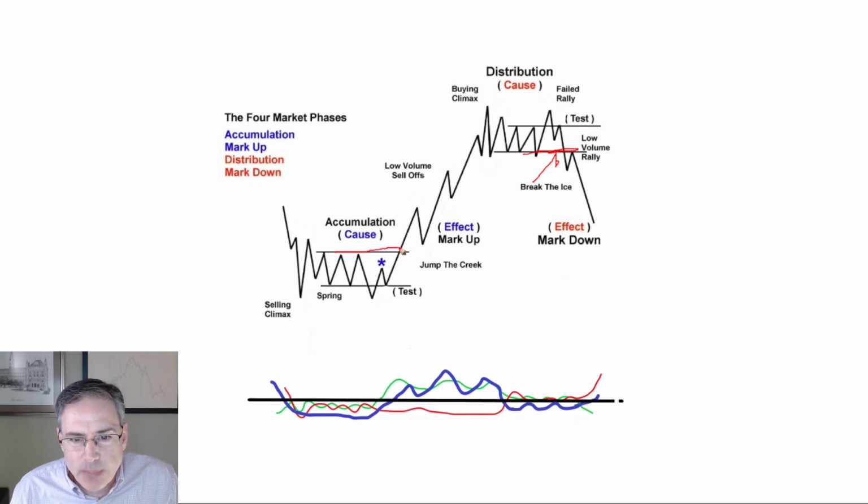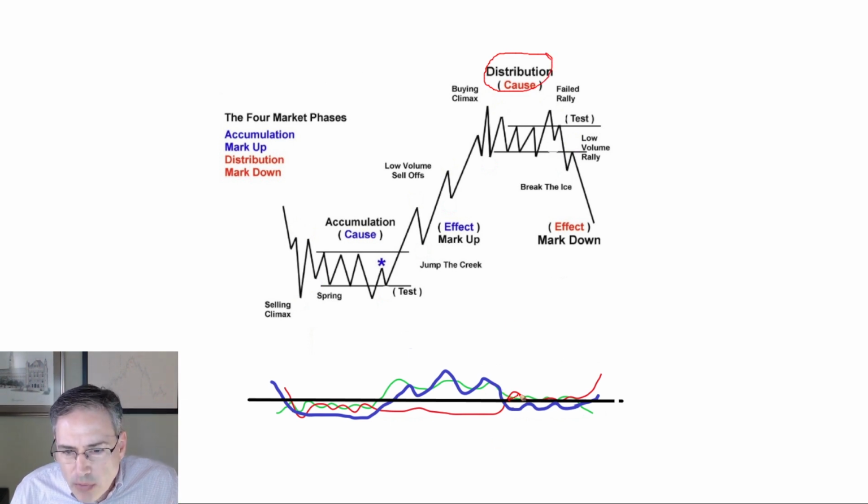He calls it jumping the creek when you go above the breakout level. So anyway, those are just his terms. The bottom line is we're looking for breakouts and rallies back to resistance. And then we go through a markdown phase. Now let's notice the difference in the distribution phase when it comes to ADX.